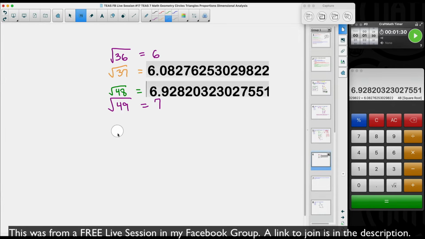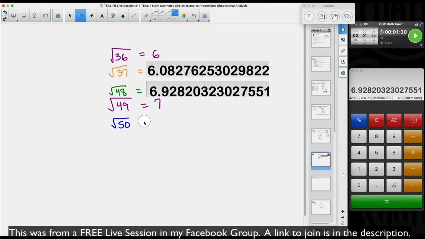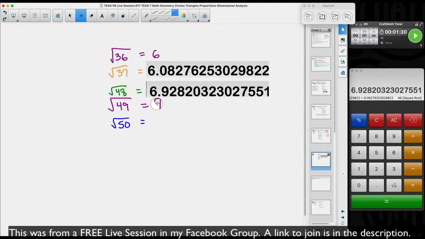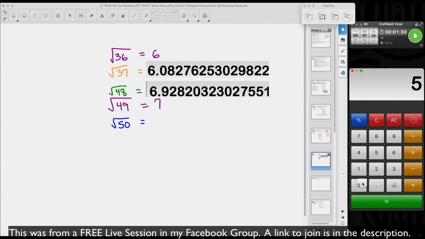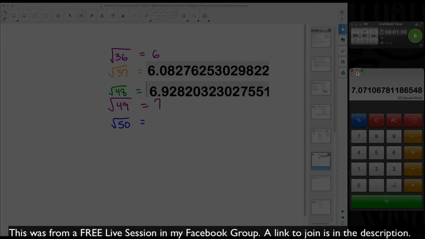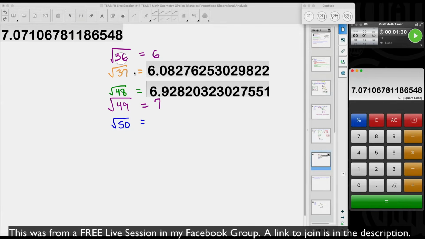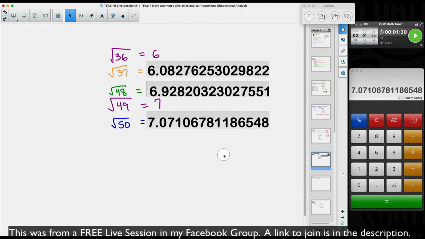Square root of 50. I'll just do one more and then we're going to move on to the next question. Square root of 50 is not 25. We are not dividing by 2. This is going to be just a hair larger than 7, because 50 is bigger than 49. So if we do the square root of 50, notice it is just a little bit bigger than 7. So there's your square root button on the TEAS calculator.